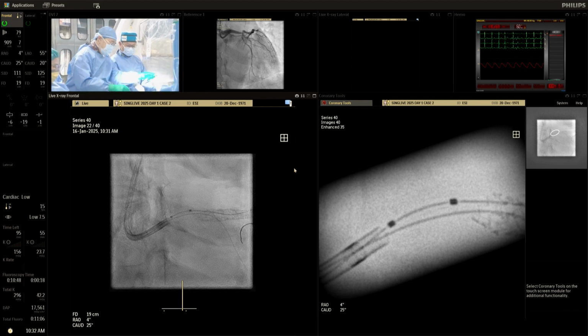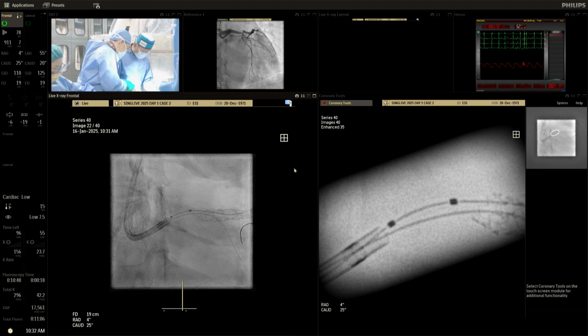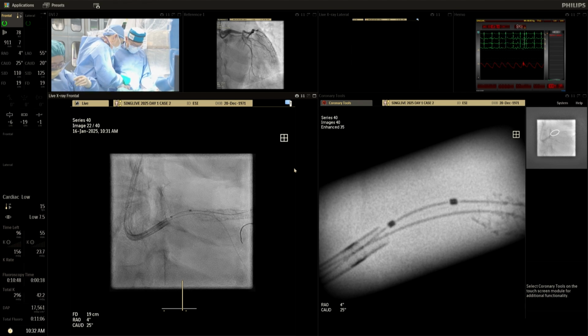So the rest of the stent is okay? Yeah, so in the distal left main there's a bit of under expansion, but as we discussed earlier, I don't think there's much more that we can do about that.